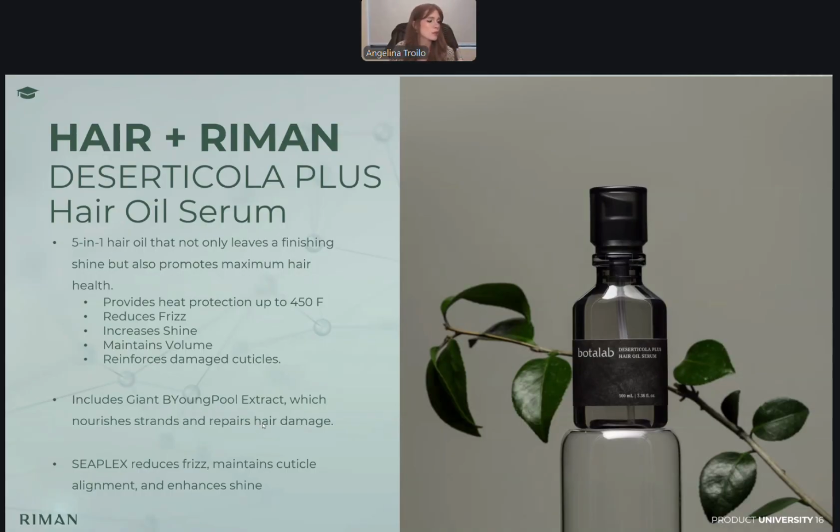Now, beyond the byung pul as an additional ingredient for the hair oil serum, this product uniquely has what's known as C-Plex.